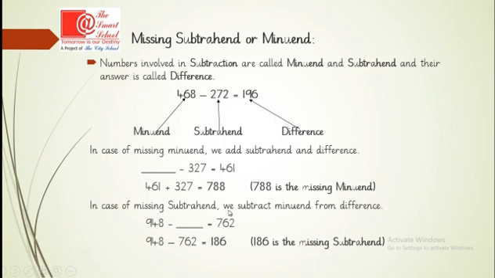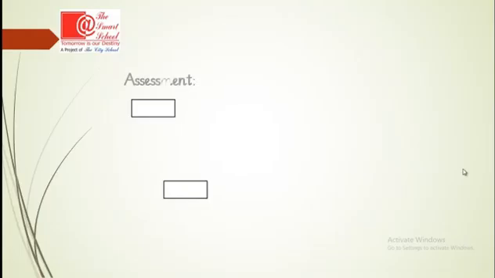Now in case of a missing subtrahend, we subtract the difference from the minuend. Look here, this is the minuend which is given, the subtrahend is missing, and the difference is given. So we write minuend minus difference, and the answer we get is the missing subtrahend. So 186 is the missing subtrahend here. I hope with the given instructions you can easily solve these questions.